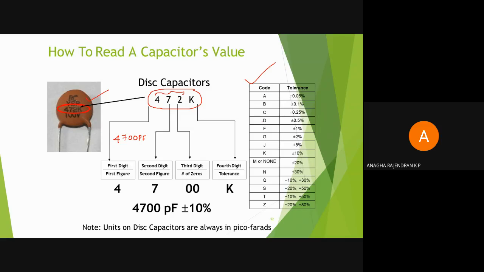Here the codes A, B, C, D are there, and on the right side the corresponding tolerance value is also mentioned. In this table, we need to study only these two values, K and J. K represents a tolerance value of plus or minus 10 percent, and the tolerance value represented by the letter J is plus or minus 5 percent. So we have to study these two letters.